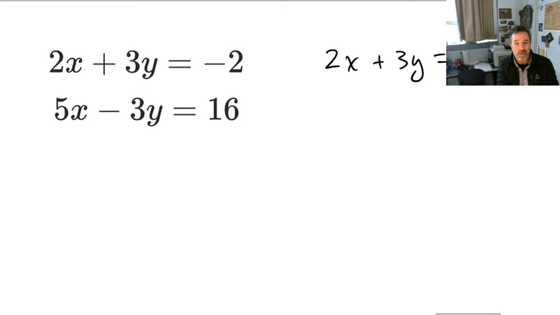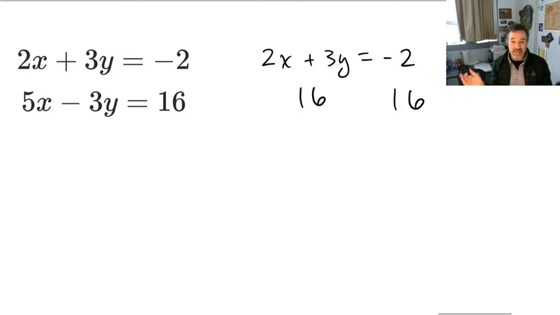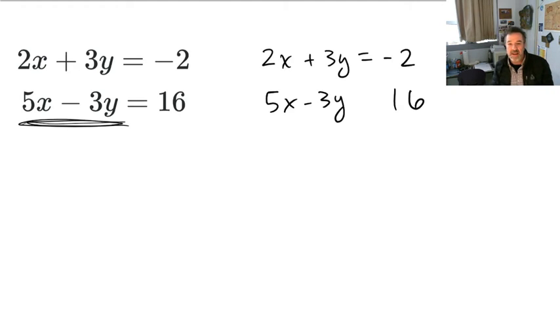Now, you and I both know that if I want to, I can add 16 to both sides of this equation. There's nothing wrong with adding 16 to both sides. If you have equal things and you add equal things, you get equal things. So I can add 16 to both sides. But here's the thing I could also add. According to this, 16 is the same thing as 5x minus 3y. So I could add 5x minus 3y to the left-hand side, and I can add 16 to the right-hand side.